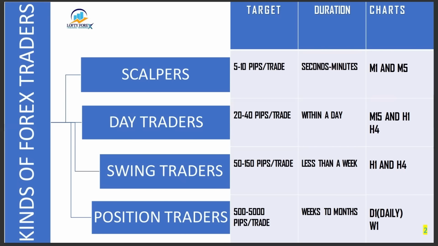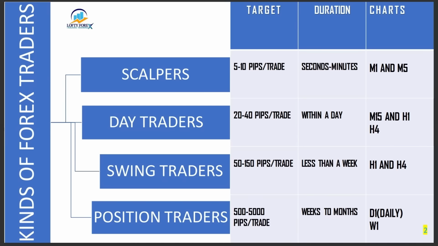All right. Now, day traders, they target 20 to 40 pips per trade, and they need to reach their targets within a day. All right. They trade with a 15 minutes, 1 hour, and then 4 hour time frame. The third is the swing traders. They target 50 to 100 pips per trade, and they need to make their targets in less than a week. And they analyze on the 1 hour and the 4 hour time frame.